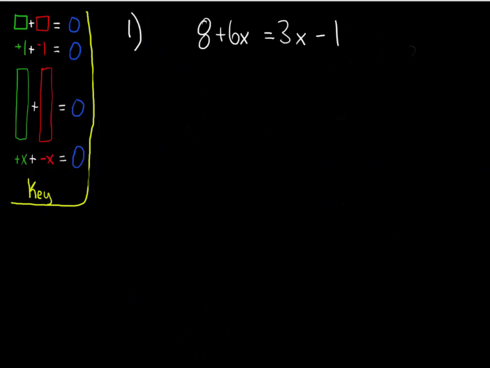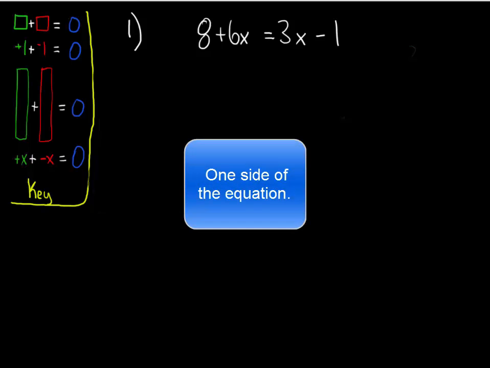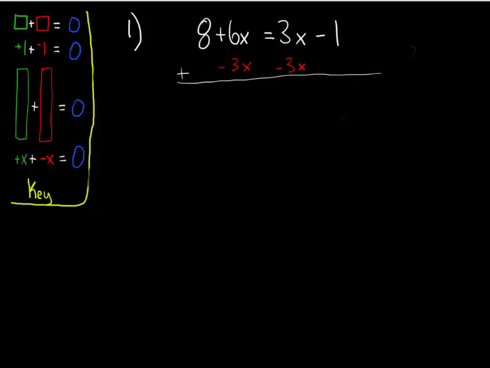Now for the 6 problems I gave you for homework, I said you could drop the modeling. Here's the first problem. I want all my x's on one side of the equation, so I'll begin by subtracting 3x from both sides. Or to say it another way, adding the opposite of 3x to both sides. The result is 8 plus 3x equals -1. 8 units plus 3 unknowns is equal to the opposite of 1 unit.